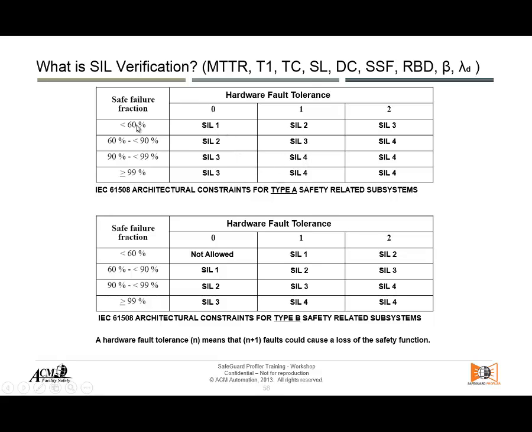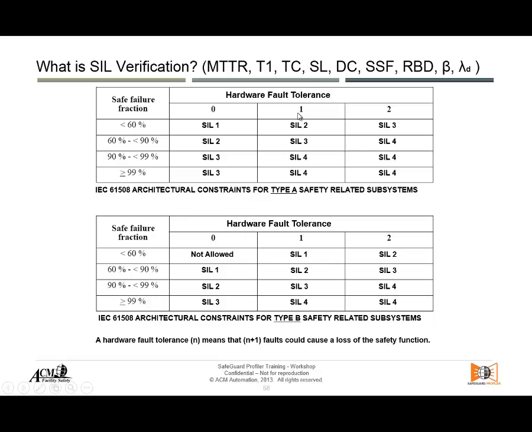So what is the safe failure fraction if it is greater than 60%, as I mentioned before? If it is greater than 60% and I need a SIL 2, then I have to have some sort of redundancy, so my hardware fault tolerance is 1. So that's the way that I read these tables.